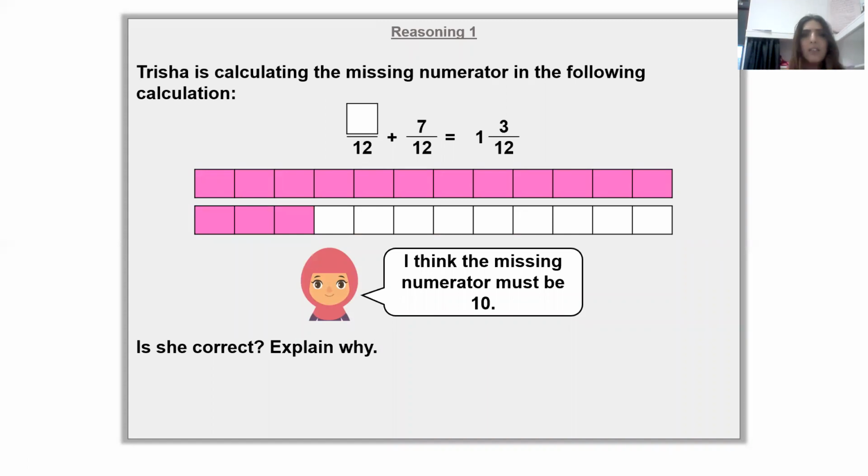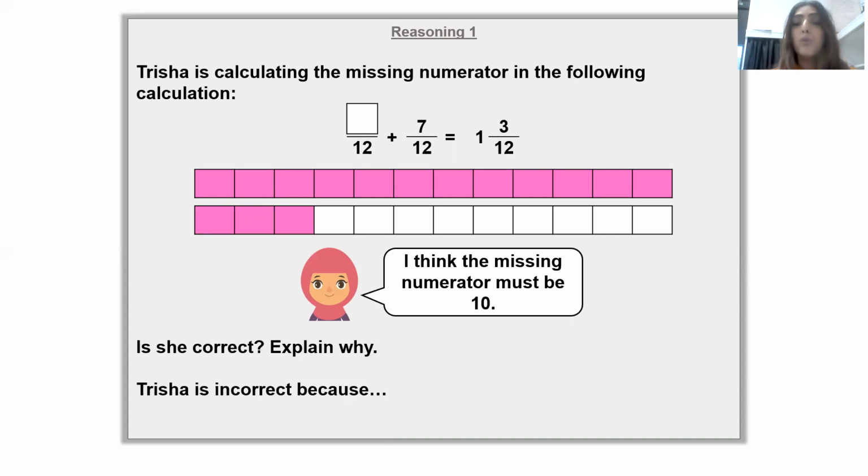So Trisha is calculating the missing numerator in the following calculation. So the denominators are exactly the same. Use your chart. Let's see if you're smart enough to write down the answer. I'm going to pause the video, or you pause the video, and let's see if you can do this. Is she correct? Thumbs up if she is, or thumbs down if she isn't.